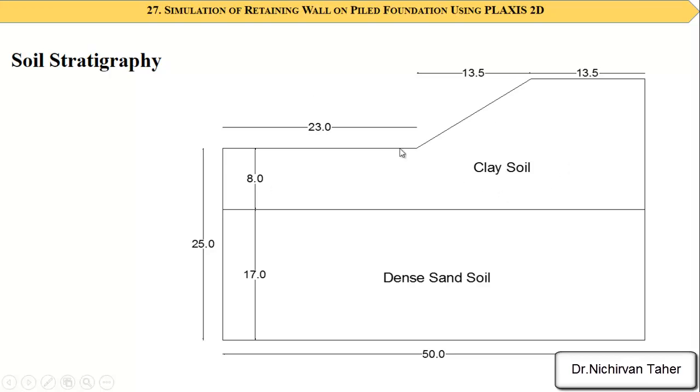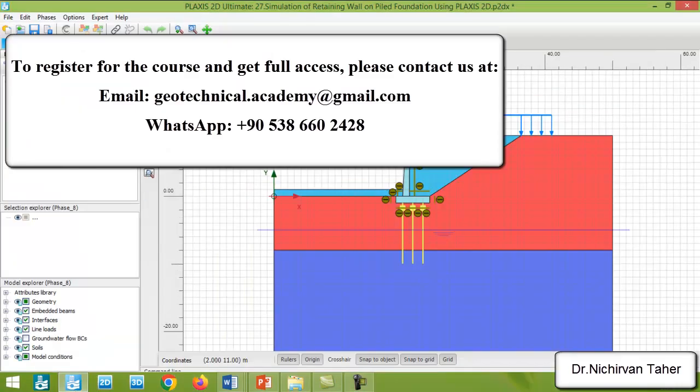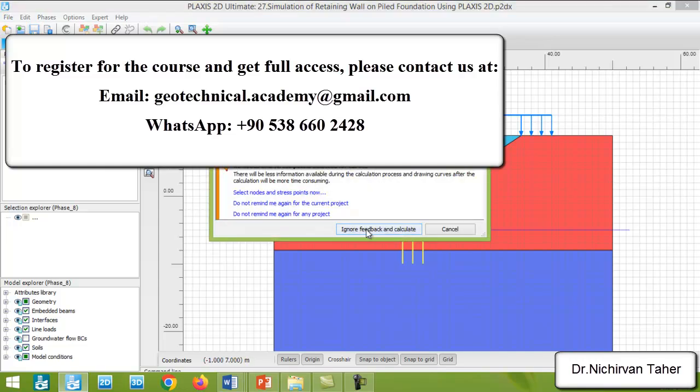As I mentioned, this is the stratigraphy of the soil. First we will define the soil stratigraphy using boreholes. This is the geometry of the retaining wall. The thickness of the foundation of the retaining wall is 1 meter, and the width is 5 meters. I think it is okay now, so we save the project and we can start the calculation.